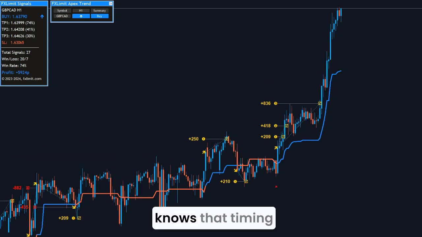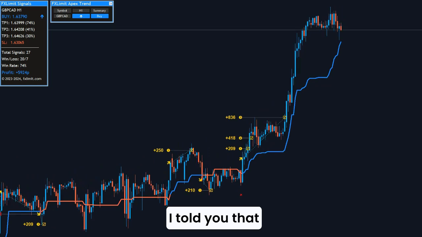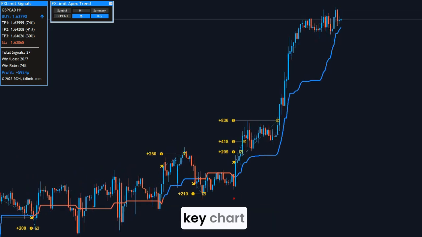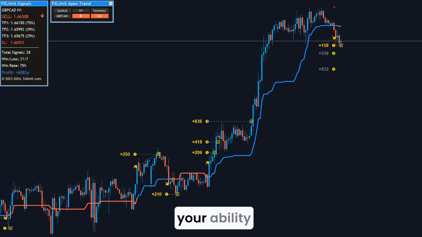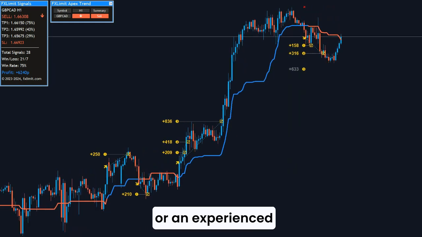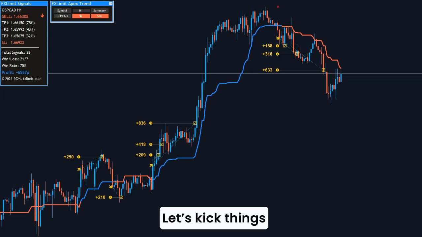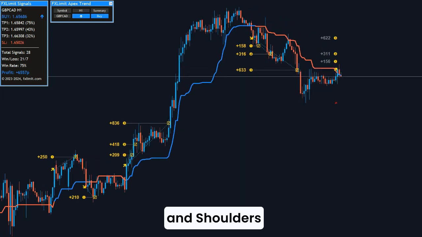Every Forex trader knows that timing is everything. But what if I told you that mastering just 5 key chart patterns could drastically improve your ability to predict price movements? Whether you're a beginner or an experienced trader, understanding these patterns can be a game changer. Let's kick things off with a classic, the head and shoulders pattern.